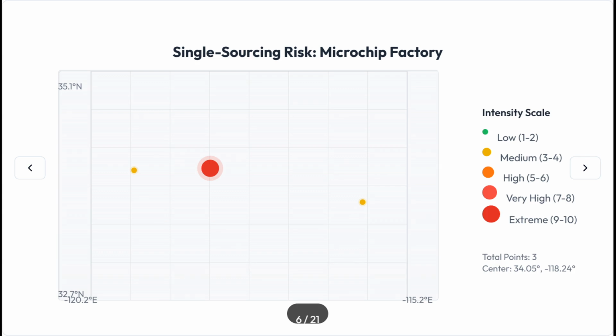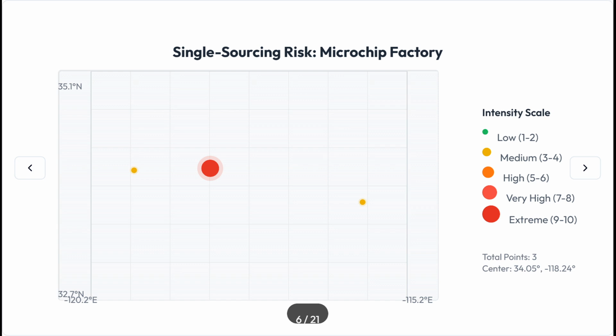Look at this map. It illustrates the risk of single sourcing. If a key factory, like this hypothetical microchip factory, goes down due to an unexpected event, it can quickly impact multiple assembly plants that rely on it. This creates a ripple effect, grinding production to a halt across the supply chain.